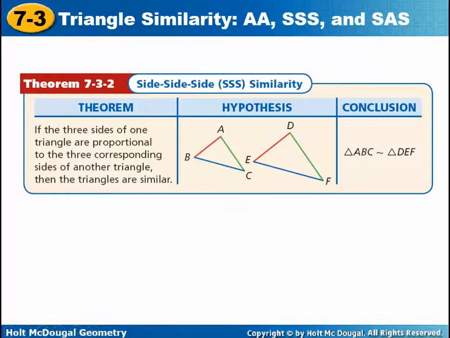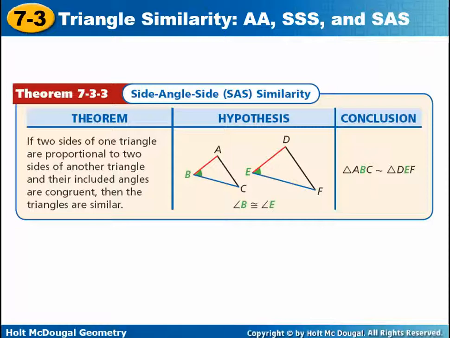Okay, here's another postulate, or theorem. This one's a theorem. Side, side, side. Now, it's not that if three sides are congruent to three sides, it's if they are proportional. In other words, if you write them as ratios, if you have the same similarity ratio for each of them, then you have similar triangles. We already used this in the last lesson. We just didn't call it side, side, side.